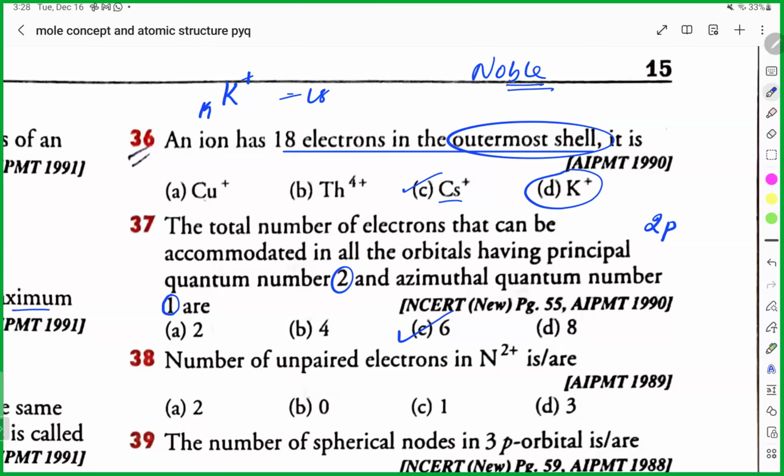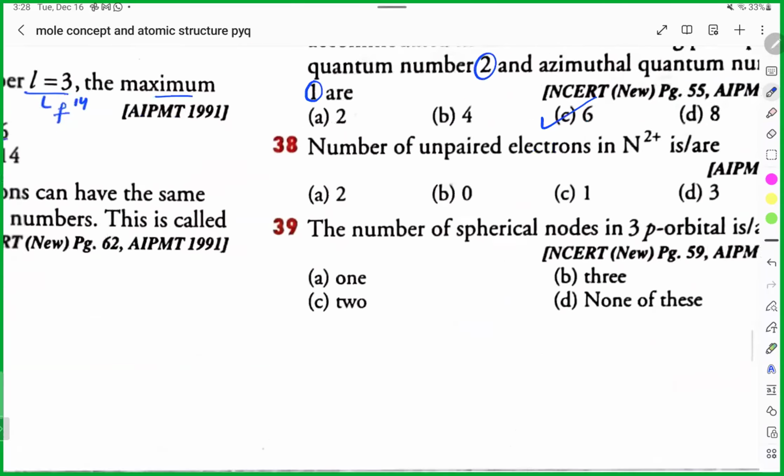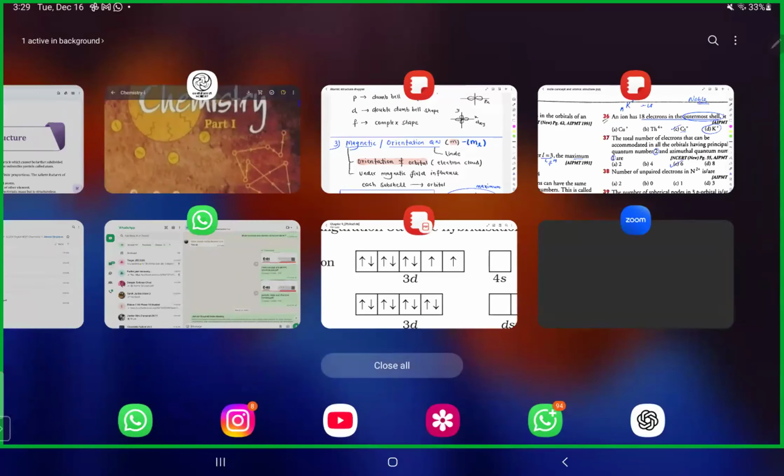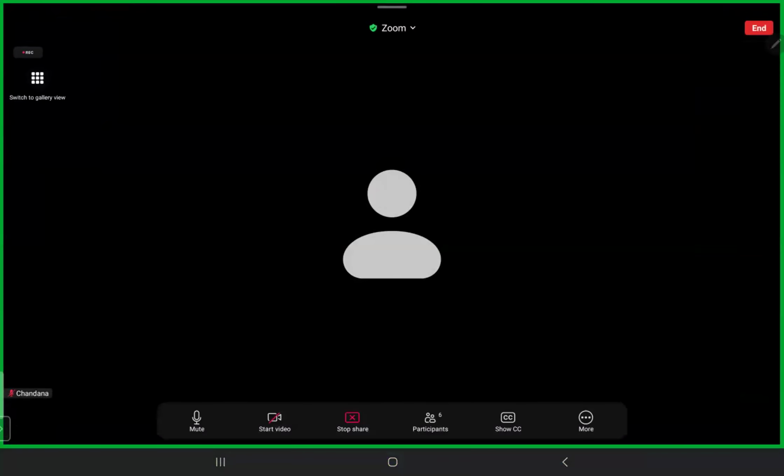Though this question is not from this topic, any doubt, guys, from this part? No, sir. So let's take a small break of 5 minutes. I think you also need a small break, right?